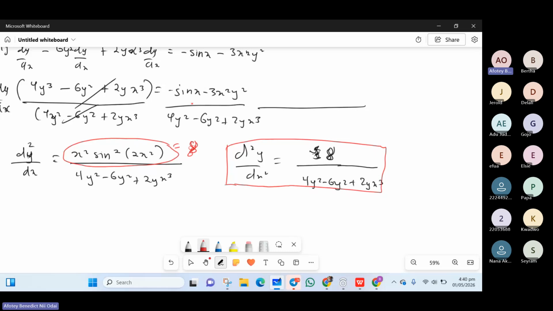So we've taken a question on logarithmic differentiation. We've just done one on implicit differentiation. We've done one also on trigonometric differentiation, and we are making progress, right? So let's pick one more example. But before then, are there any questions?